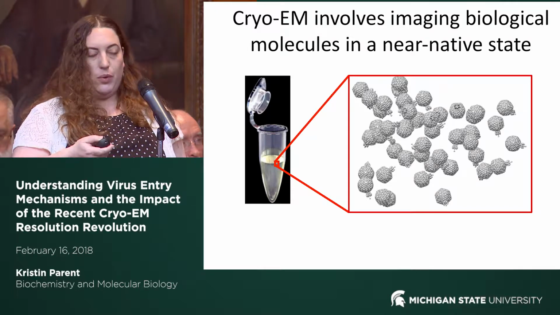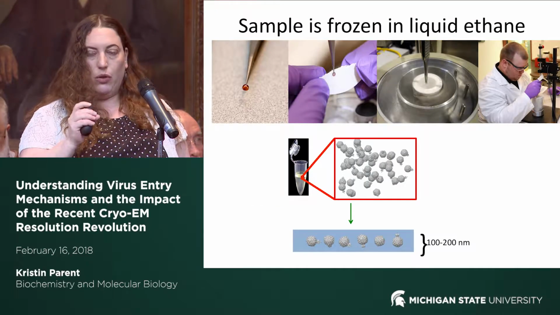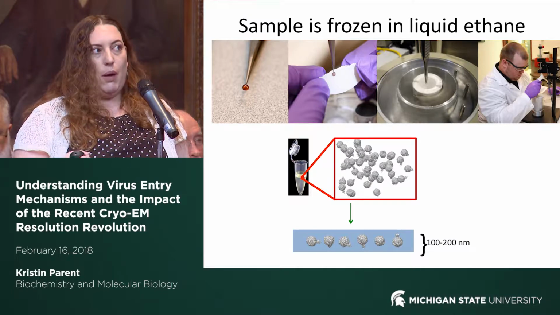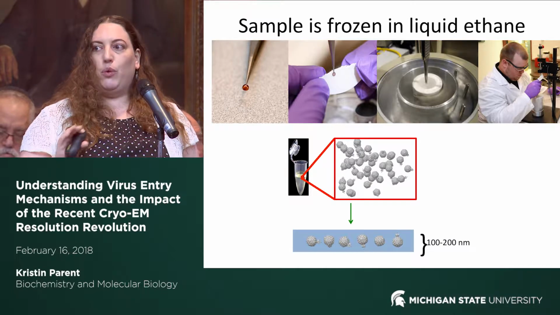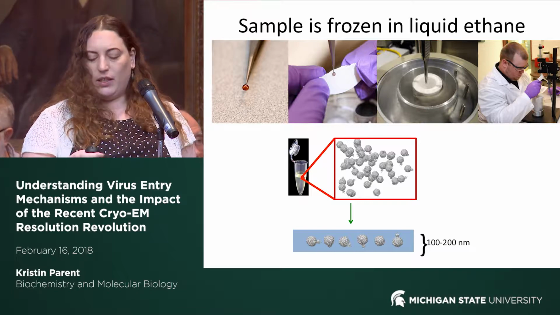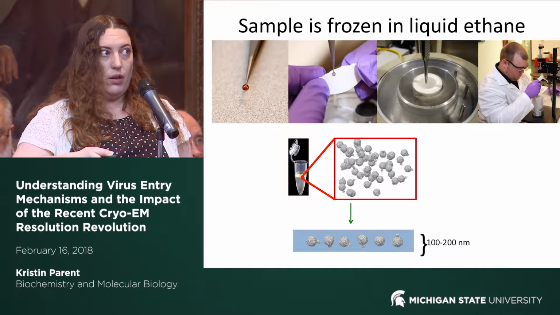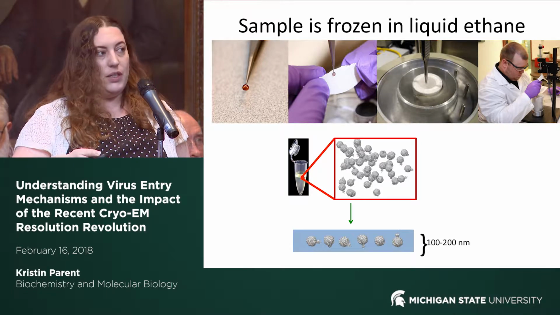So one thing we do is attach it to tiny little grids that are about 3 millimeters, blot away excess liquid, and rapidly plunge freeze it into liquid ethane, which freezes the sample so fast that ice doesn't form. What we get is a thin layer of viral particles. We can then look at them in different positions.